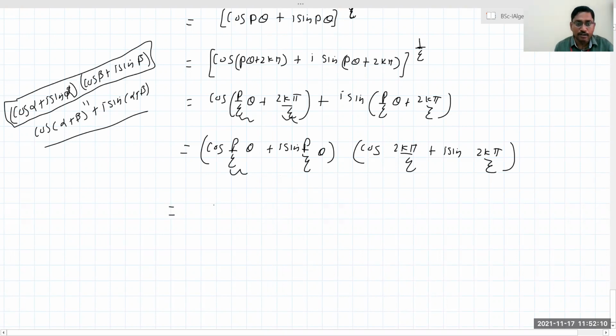For simplicity, this term is constant, which is independent of k. We have to take values of k, so I can write this as a, and this as cos of 2 pi upon q plus i sin 2 pi upon q, raised to k. Just De Moivre's theorem again. Instead of pi, I am taking all those values of k on top.